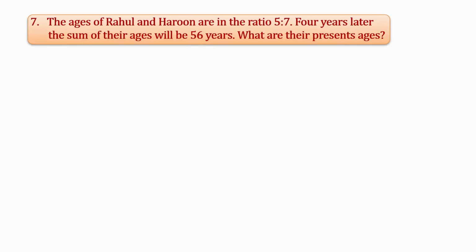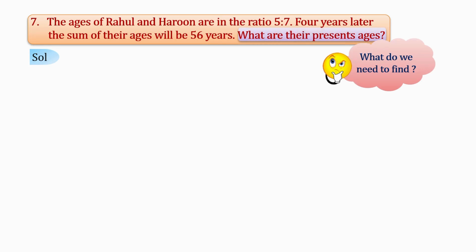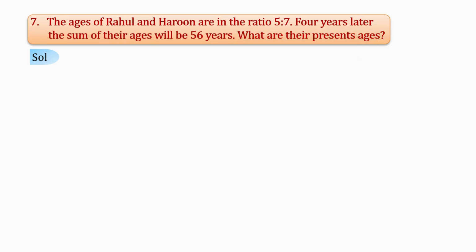Now one more problem. The ages of Rahul and Harun are in the ratio 5:7. 4 years later, the sum of their ages will be 56 years. What are their present ages? So let us solve this. What we need to find out is the present ages of Rahul and Harun. And their ages are in the ratio 5:7.